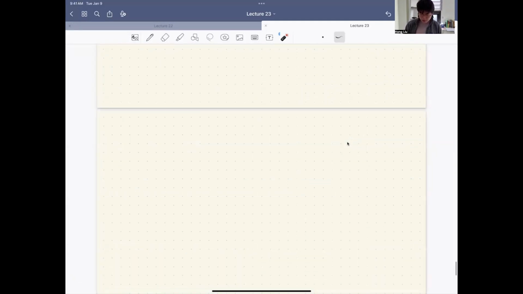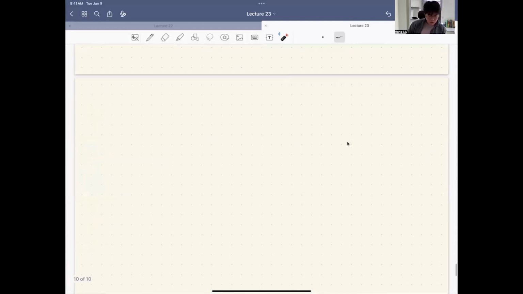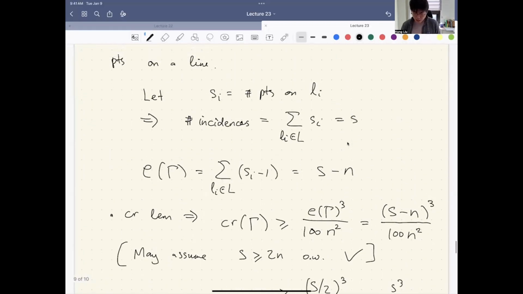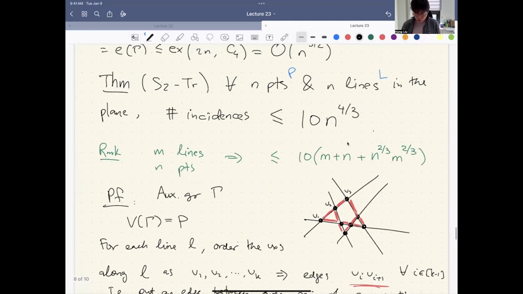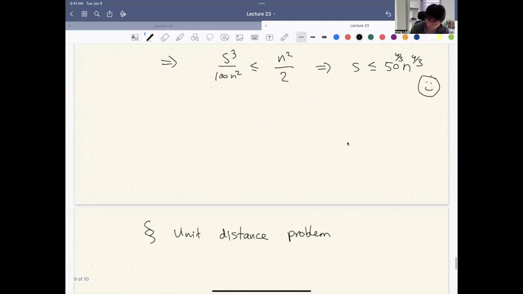Let's see a second geometric application of the crossing lemma, the unit distance problem. Ah, I forgot to mention this tightness. So how good is this n to the 4/3 remark? Is n to the 4/3 optimal?